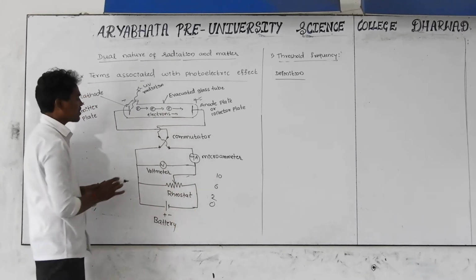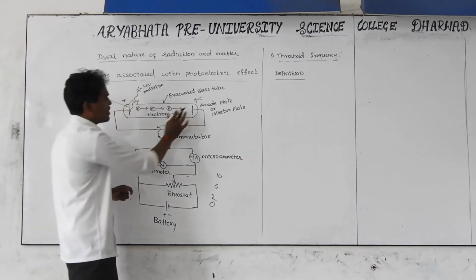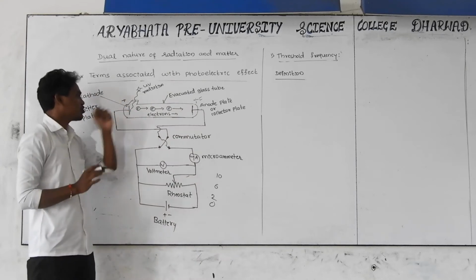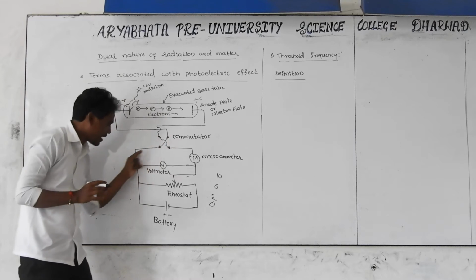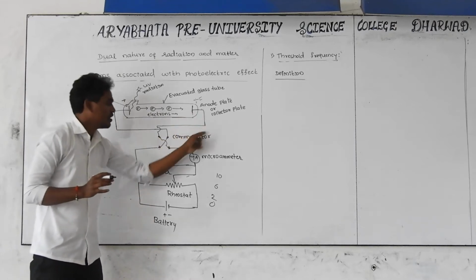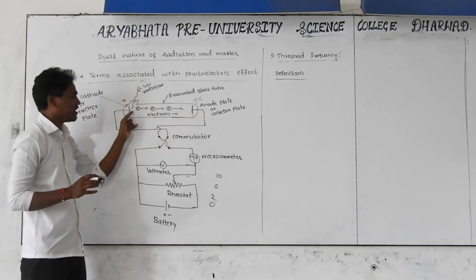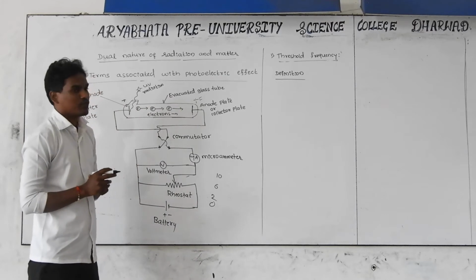It means that the potential of the cathode becomes positive and the potential of the anode plate becomes negative. Why? Because this cathode plate is connected to the battery positive and the other to the battery negative. That's why the potential of this plate is negative and this one is positive. And here, how do we define the threshold frequency?